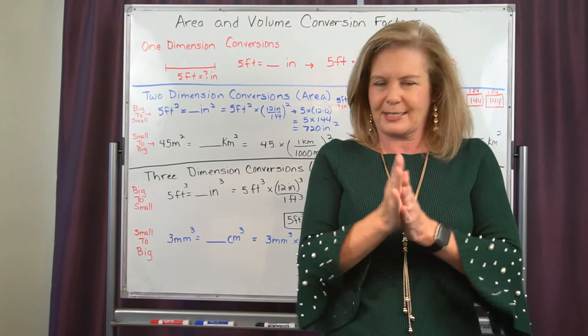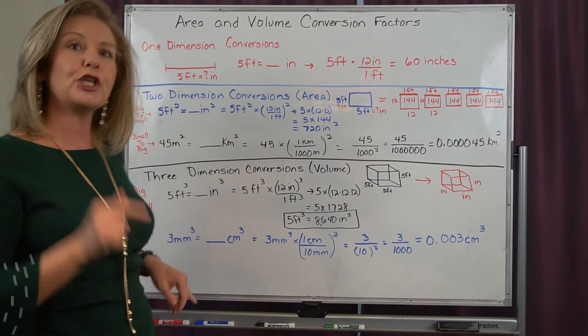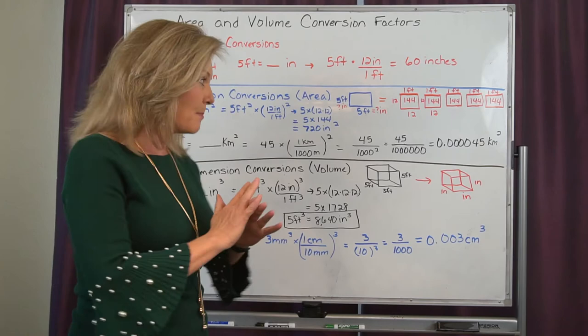So let's go one step further. Let's go from 2 dimensions to 3 dimensions. If I'm looking at 3 dimensions, I'm looking at volume. And I know it's 3 dimensions because I see 5 feet cubed. And if you see feet cubed, it's a 3-dimensional figure. So we can see that my length, my width, and my height are all 5 feet. I'm not changing the figure. I just want to change the feet to inches.